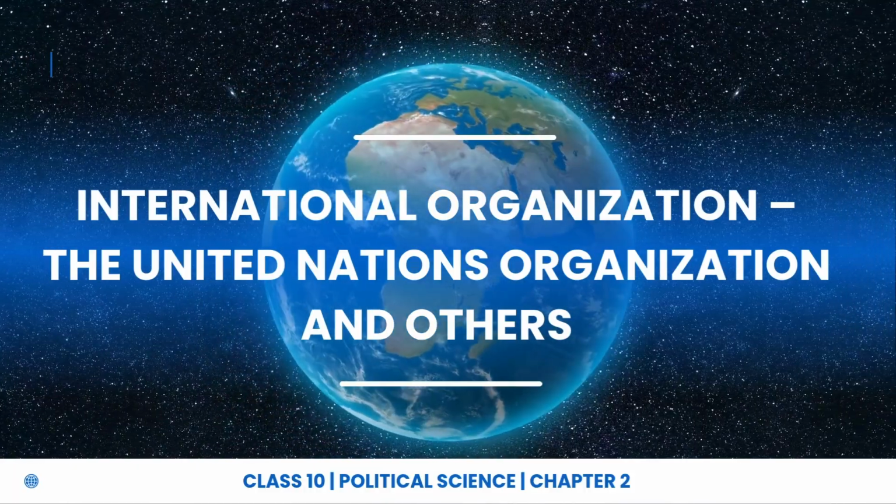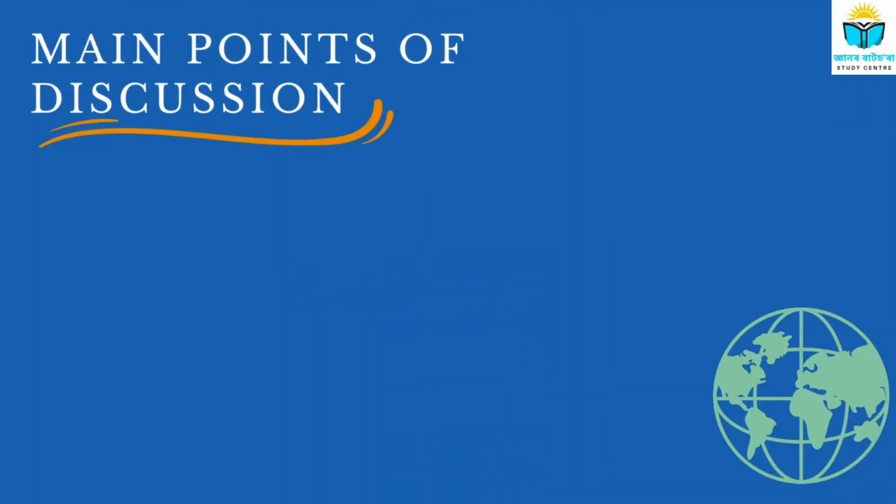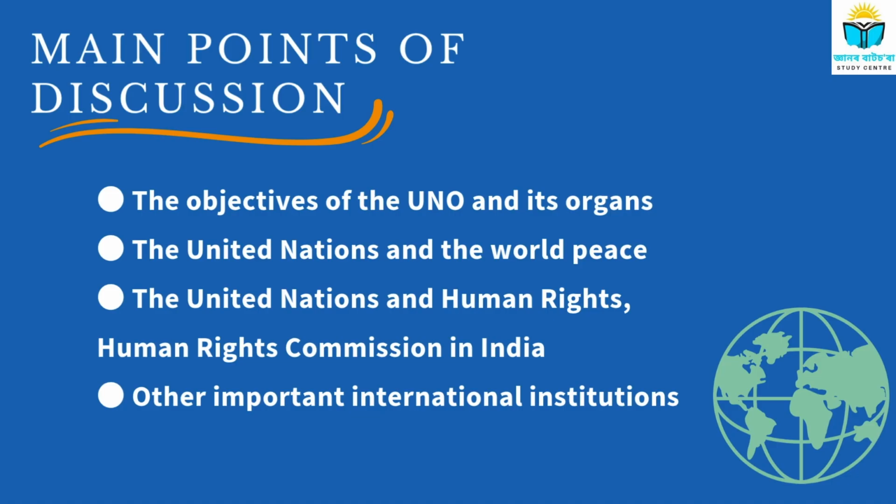understanding, and shared responsibility. In this chapter, we'll cover 4 main points that will help you understand the importance of international cooperation through the United Nations and other global bodies. Let's take a quick look. First, the objectives of the UNO and its organs. Second, the United Nations and world peace. Third, the United Nations and human rights and the Human Rights Commission in India. And the fourth is other important international institutions.